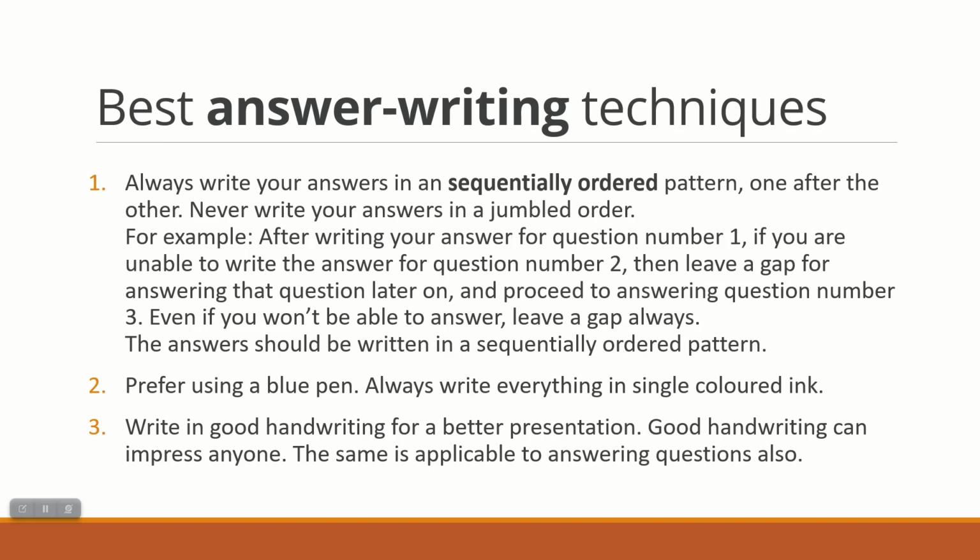So first it will be the answer for question number four. Then if you forget the answer for question number five, or you cannot remember it, then leave a space in between answer 4 and answer 6. You can always go back and revise your answers. It may happen that you have randomly remembered the answer for question number five. Then you can always go back and write it in that gap that you have provided. So leave a sufficient gap, and do not write it at the end of the answer sheet.